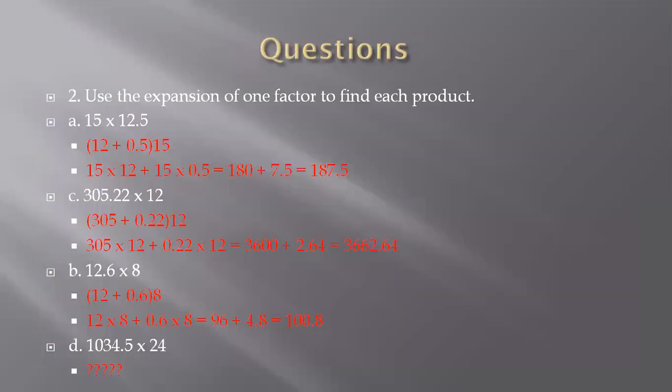Questions. Use expansion of one factor to find each product. So 15 times 12.5. You get 12 plus 0.5 times 15, so 15 times 12, and 15 times 0.5 is 180 plus 7.5, answer is 187.5. 305.22 times 12, so 305 plus 0.22 closed in brackets times 12, so 305 times 12, and 0.22 times 12 is 3,660 plus 2.64, 3,662.64. B is right there, so take a look at it, and please make sure to try D.